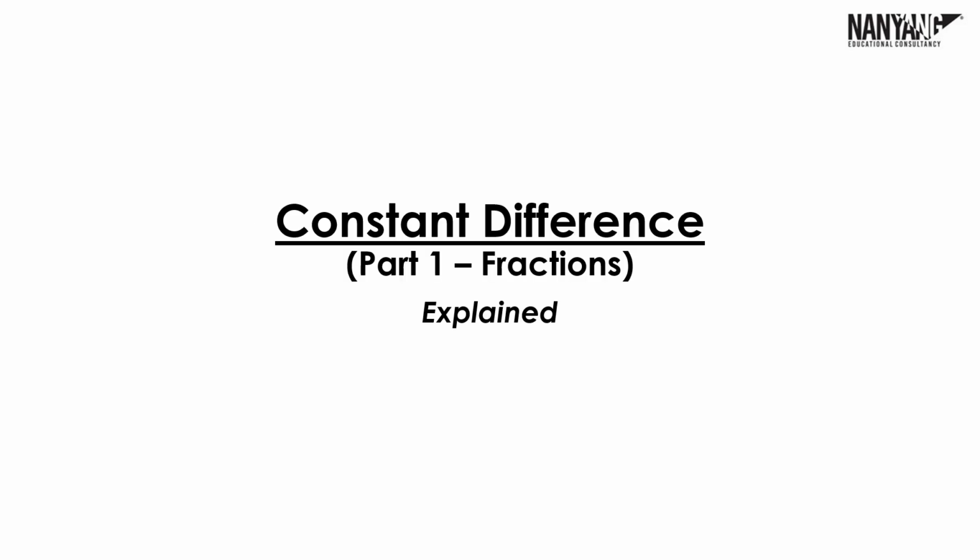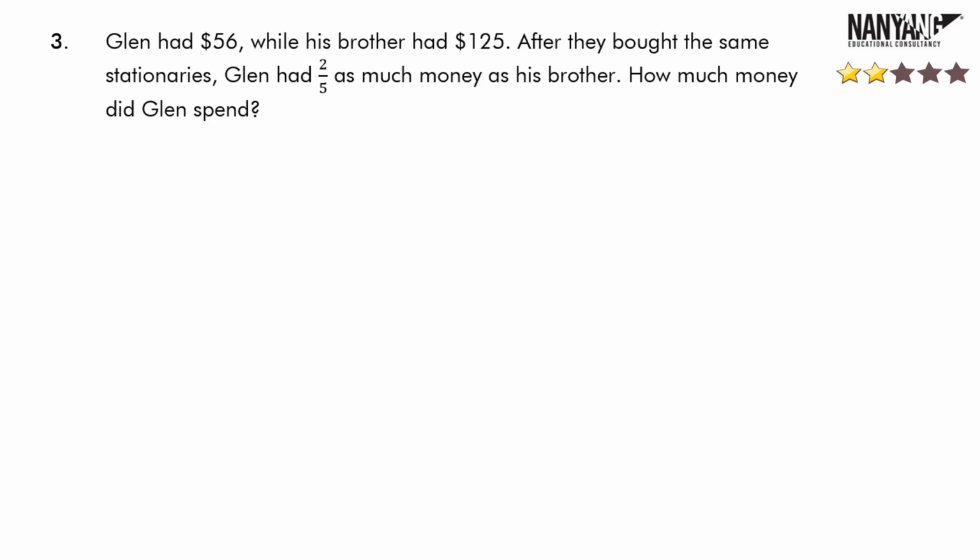Now let's try an intermediate difficulty question. Glenn had $56 while his brother had $125. After they bought the same stationeries, Glenn had 2/5 as much money as his brother. How much money did Glenn spend? Feel free to pause the video and attempt the question. You can resume once you are ready.